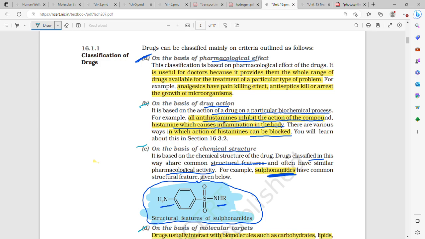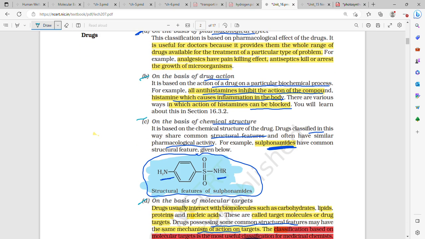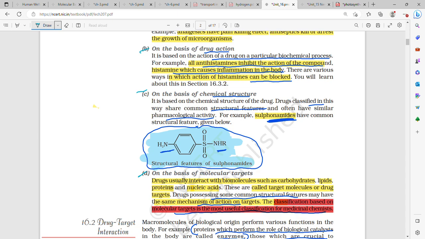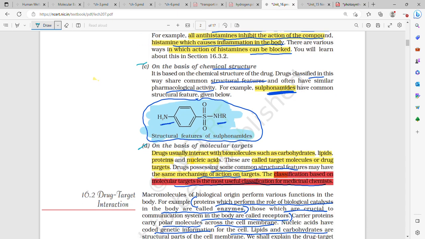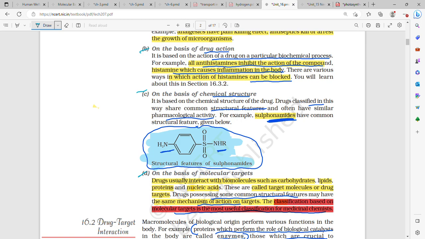Now on the basis of drug action, that is antihistamines, they inhibit the action of the compound histamine, which causes inflammation in the body. So all antihistamines inhibit the action of histamine. Histamine is responsible for causing inflammation, and antihistamines basically block it. So they can be classified on the basis of drug action.